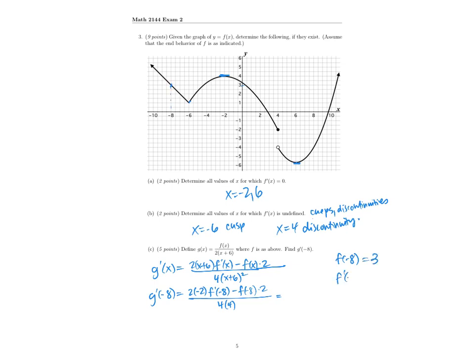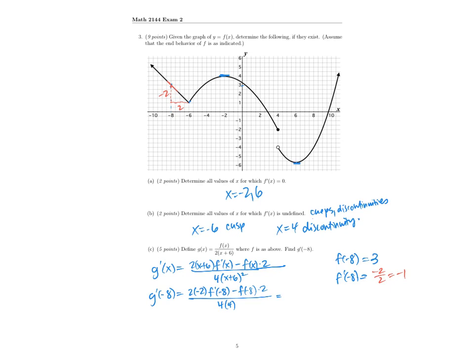And what's f prime of -8? Well, that's looking for the slope at -8. And so if I go like the rise over run, we'll just do like this. So the rise is -2 and the run is 2. So the rise over run is -2 over 2, which is -1. So that's f prime of -8, excuse me.